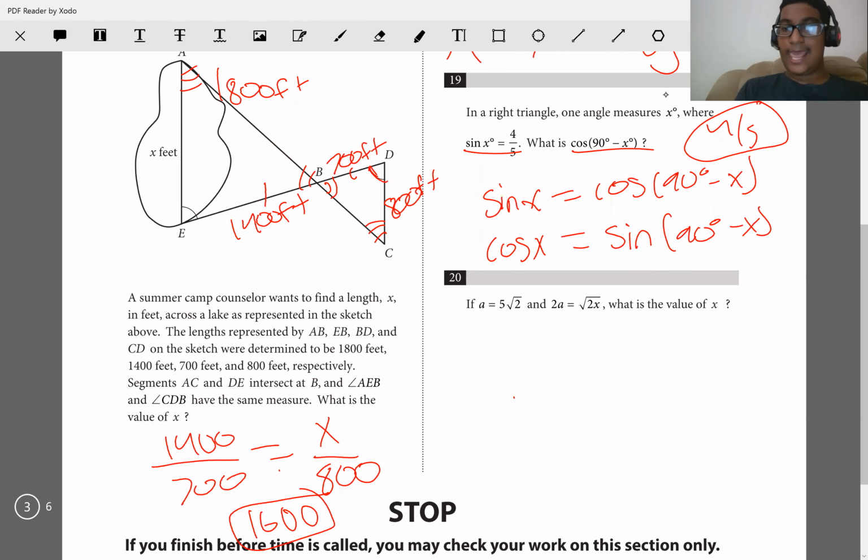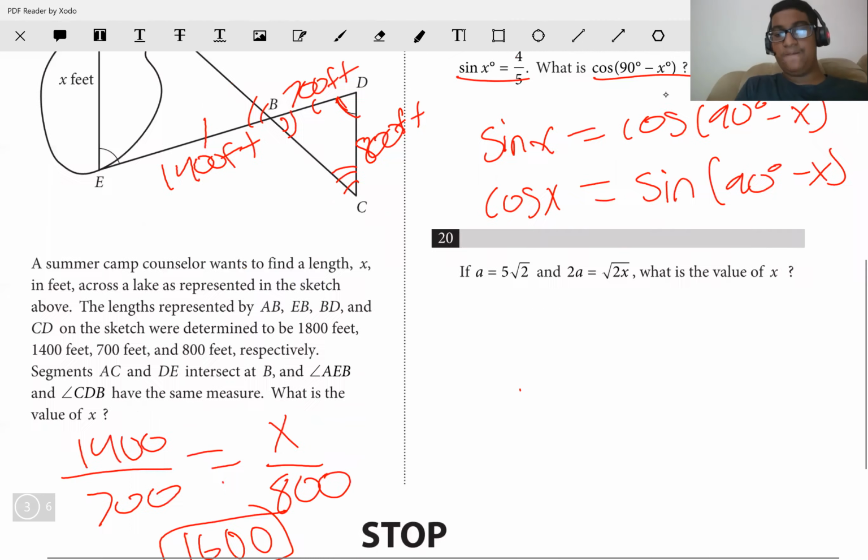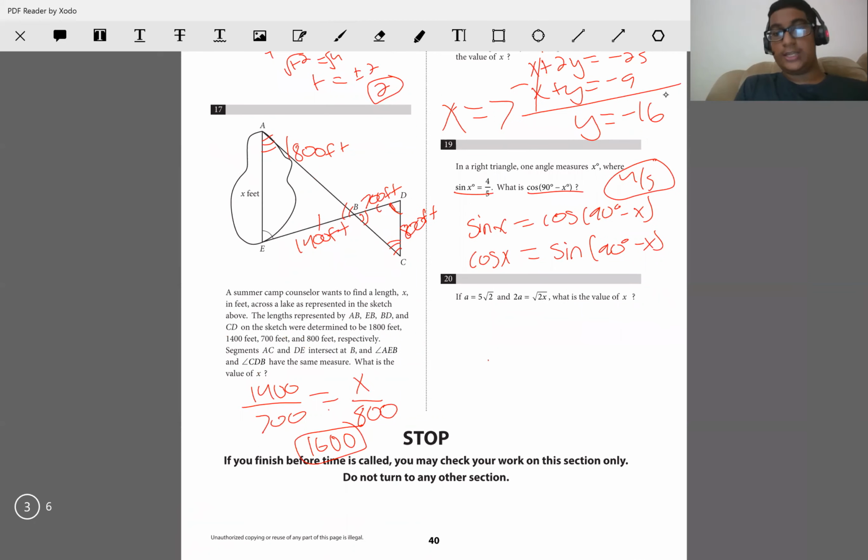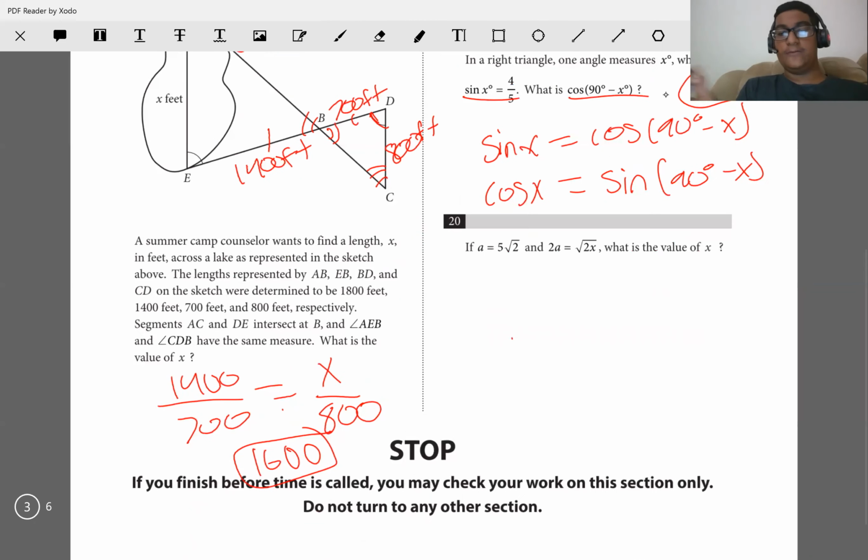And this same theorem, I guess you could call it, was used in the practice test, the practice that you guys hopefully took on Saturday. So it just shows that this is a recurring thing that you should just know about trig.